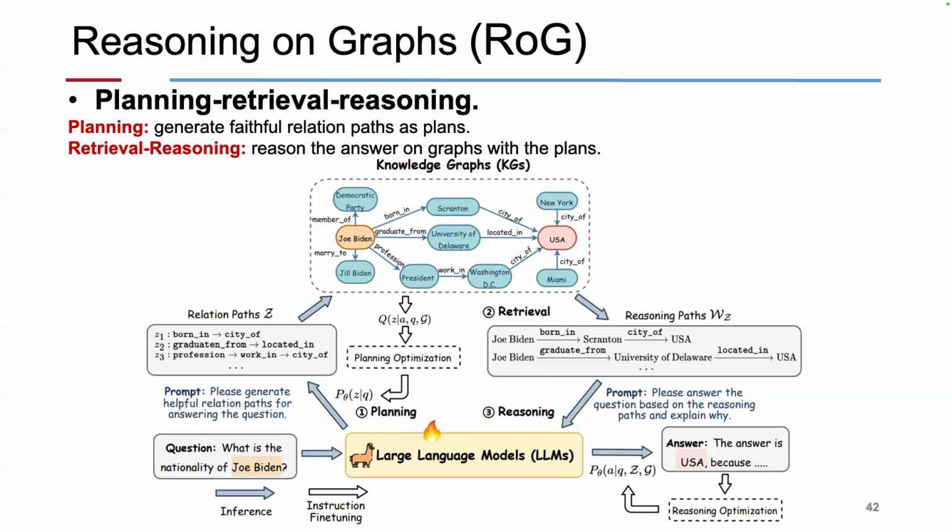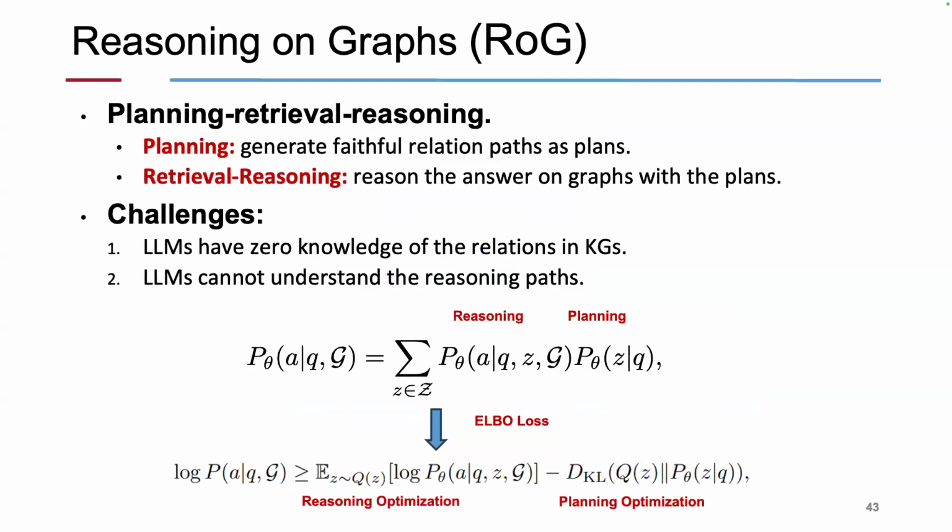Yeah, it sounds like a very promising solution, but how can we achieve it? The large language model itself has zero knowledge about the knowledge graph. If it had, then we wouldn't need a knowledge graph, right? So how can we make sure the LLM can generate a faithful relation path as a plan? And after we retrieve the reasoning paths, how can we ask the LLM to conduct reasoning on the retrieved results? Those are the two challenges we are facing right now.